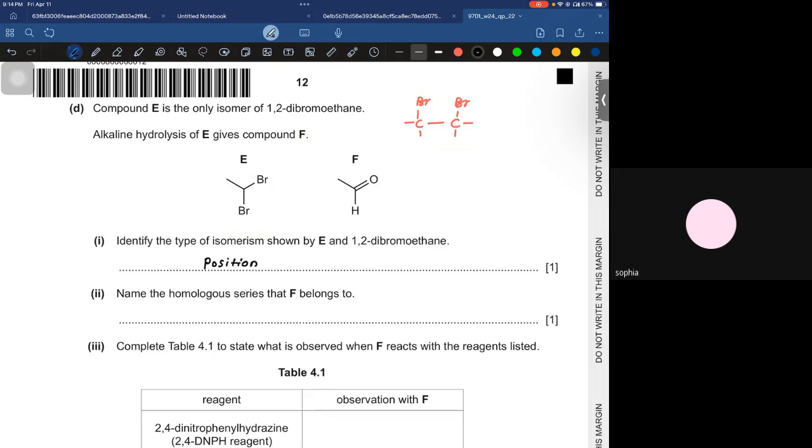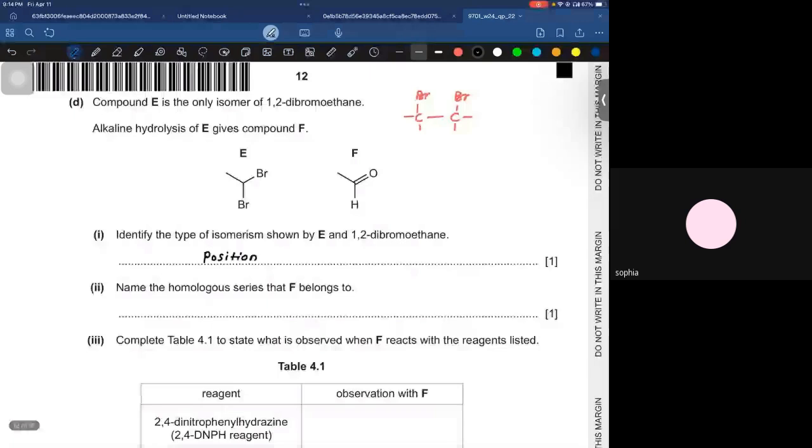Name the homologous series that F belongs to. So you know what F is? F is aldehyde.